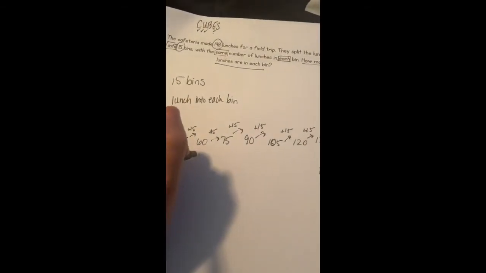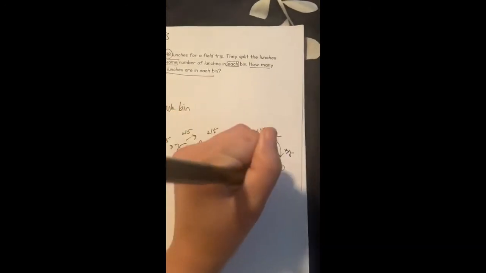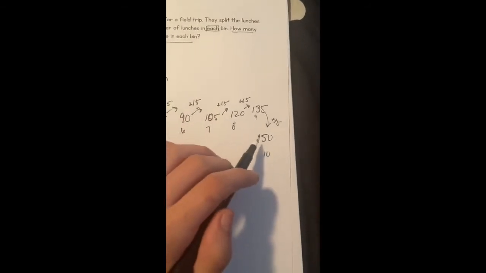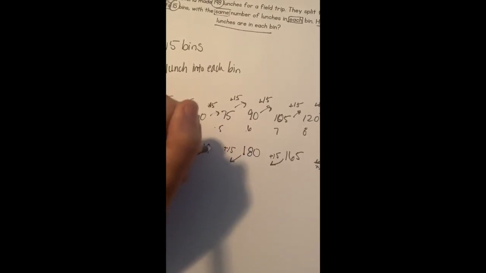So now if I look here, I'm going to keep going. And so now this would be 4, 5, 6, 7, 8, 9, 10. So far I have 10 lunches in each of these bins, but I'm not quite done because I only have 150 and I know that I have 198 lunches. So I have to keep going. So another plus 15 is going to give me 165. Another plus 15 is going to give me 180. I'm getting close now. Another plus 15 is going to give me 195.